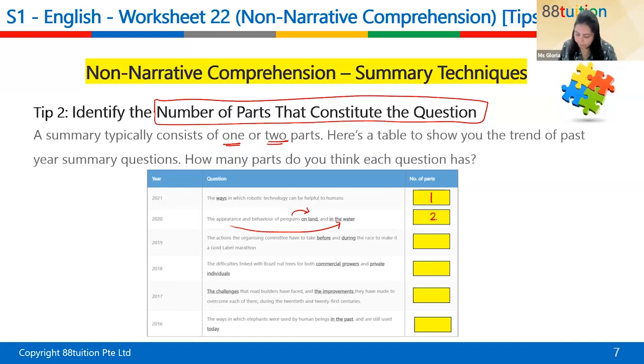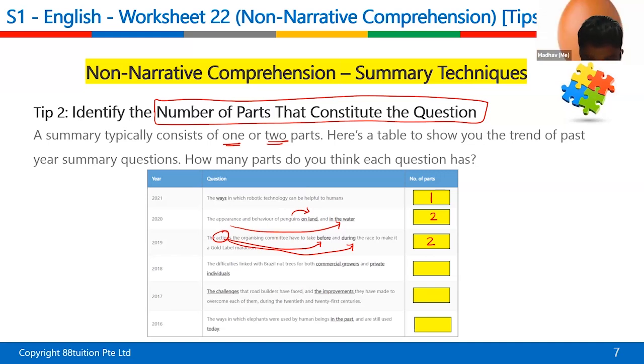Mother, read the next one. Year 2019: the actions the organizing committee have to take before and during the race to make it a gold label marathon. How many parts is there, Mother? 2. What are the parts? Before and during. Yeah, so the actions before and the actions during. So 2 parts.